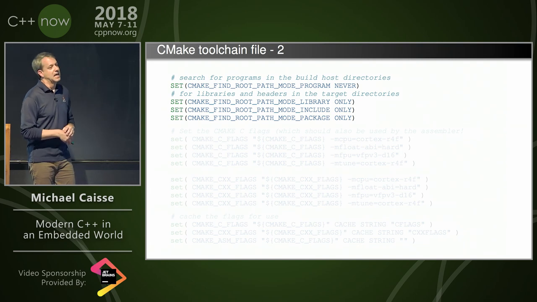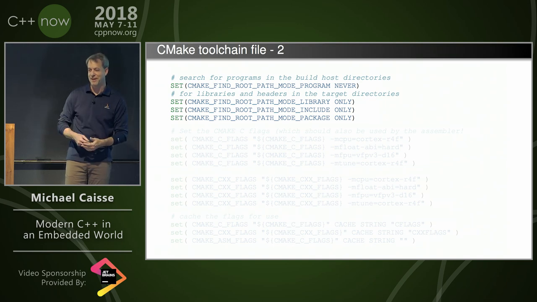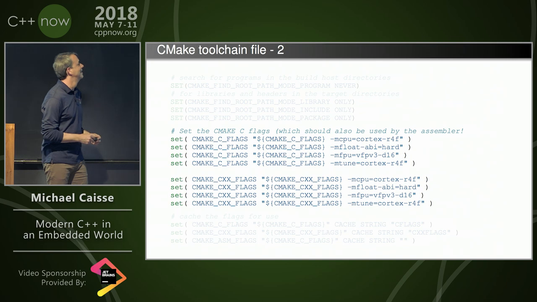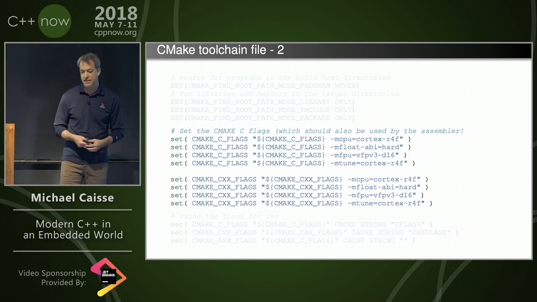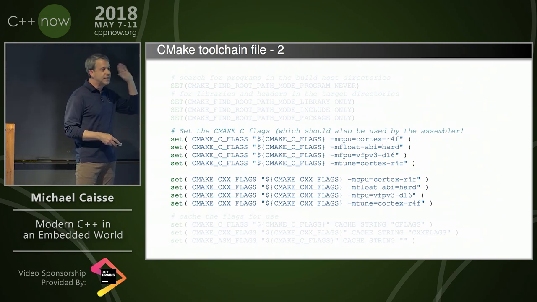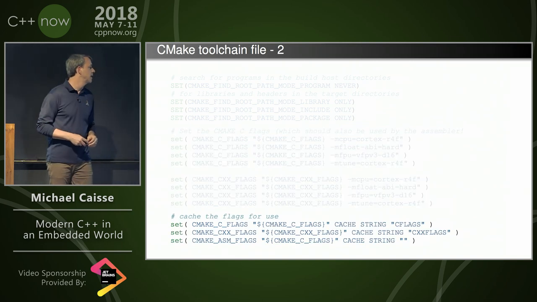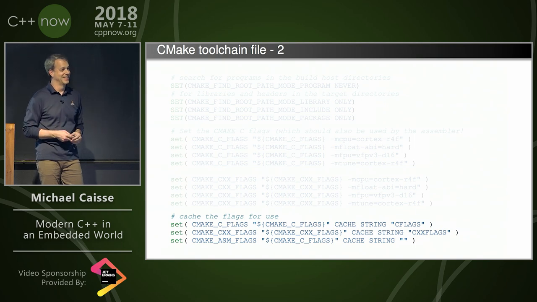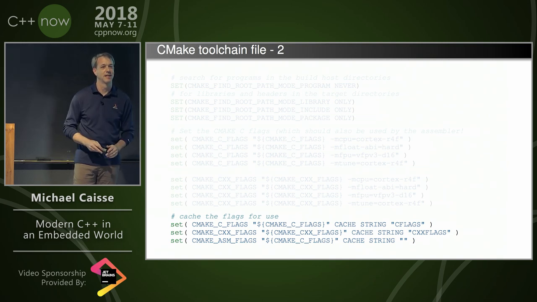We're going to add some more things, which is like, hey, you can find your executables on the host, but please do not find the libraries from the host paths. That would be very disappointing. And then some other information like what kind of MPU do we have? What kind of floating point processor is inside of this? There's actually a V3 processor, D16, which means that it has 16 double wide registers for floating point inside of it. So we give it all of the details so that it will generate code that is efficient for us. And then we actually cache that. So we tell CMake, stick this in the cache so that everything else that tries to use values can find it. Because I'm not going to look inside of the variables.